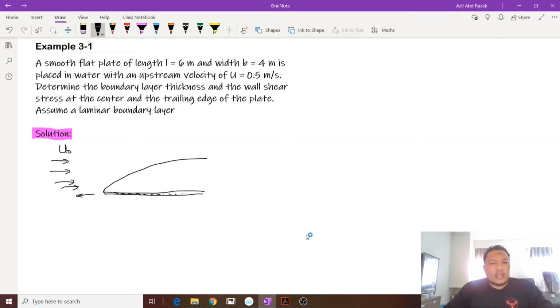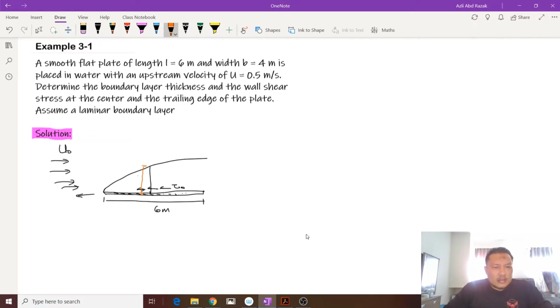From this boundary layer development, we have the center of the plate. The total length of the plate is 6 meter, so we have this plate of 6 meter, and this is the center of the plate. The first question asks us to determine the delta and the tau wall. This is the tau wall at the plate, the shear stress, which I put as tau wall. So we're going to determine this delta here.